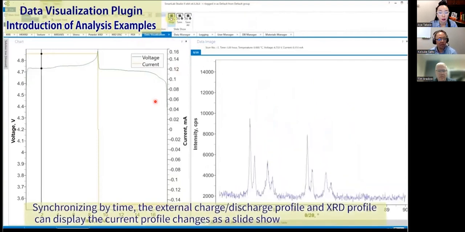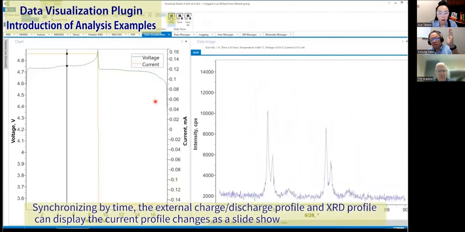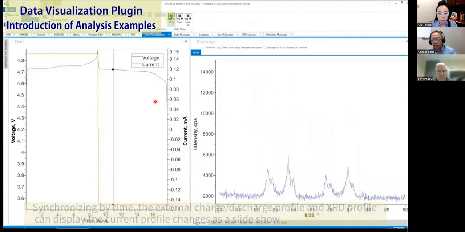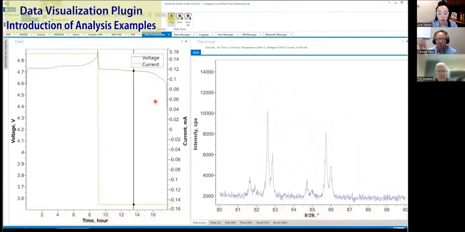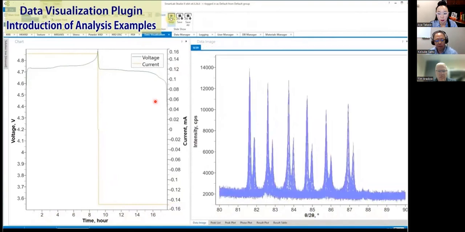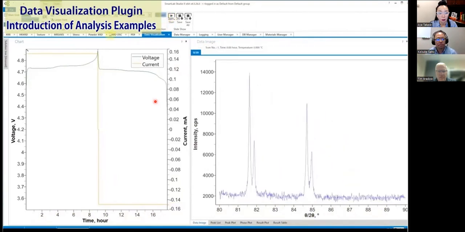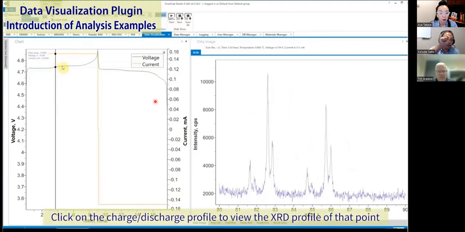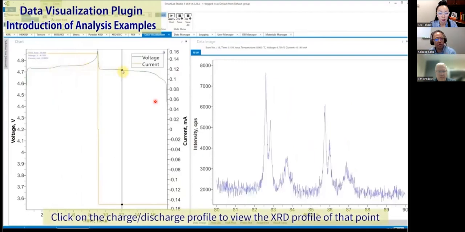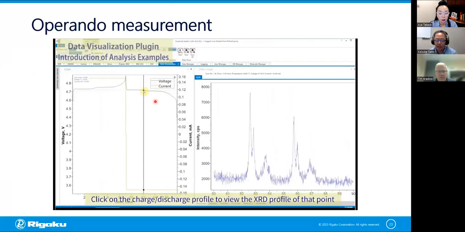I'm going to show you what kind of movie you can create. I just started. Now, as you see, depending on the potentiostat status, the XRD chart on the right-hand side is moving and showing the specific moment of the XRD profile on the potentiostat profile. Or you can specify a point on the potentiostat data, like I'm doing right now, to see what kind of diffraction data was recorded at that specific moment.